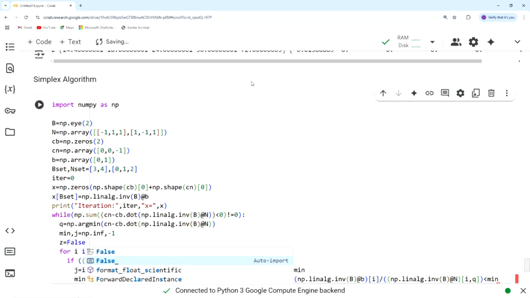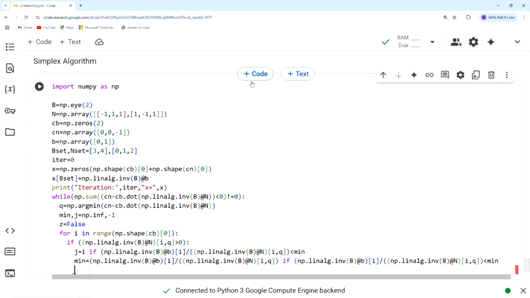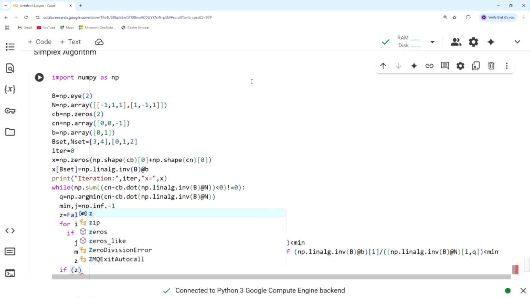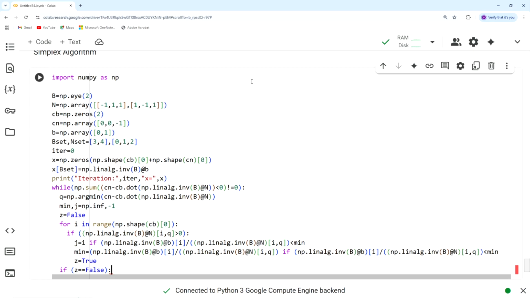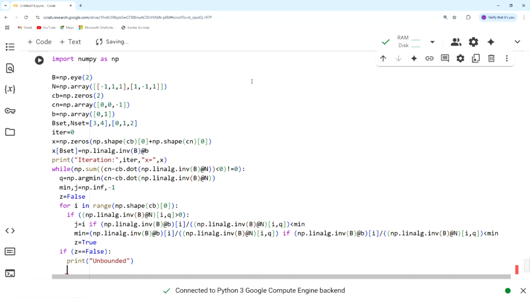The other thing that I have to do is to verify for unboundedness. So, I will first initialize z to be false and put z equal to true here. And if z were false, then you should print unbounded and move out of the code.